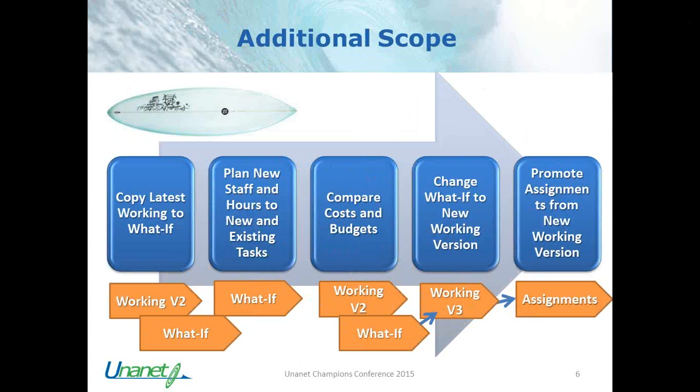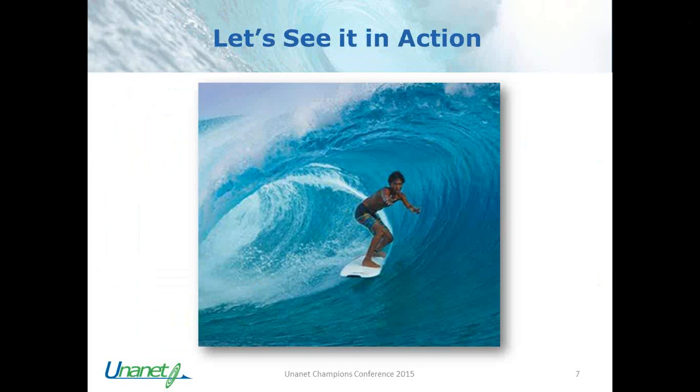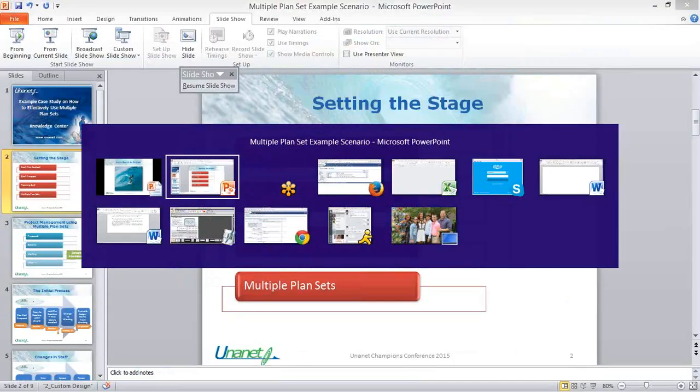And I might determine that the particular what-if scenario is the one that I want to start work with, and the customer has actually given me authorization to do that and will give me additional funding. And so I would call that version 3. I would rename that what-if scenario to the latest working version, and that would be working version 3. And then again, pushing my assignments from that latest working version. So let's take a look at that in action in my demo system here.